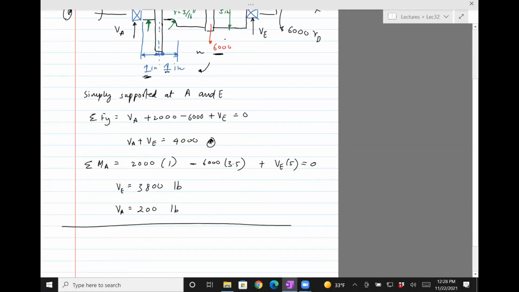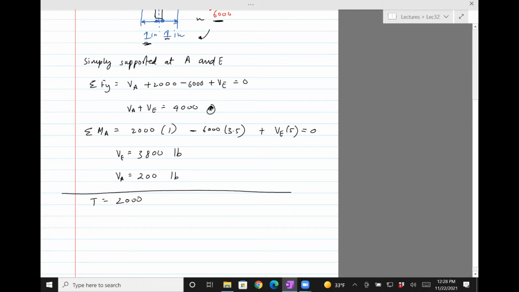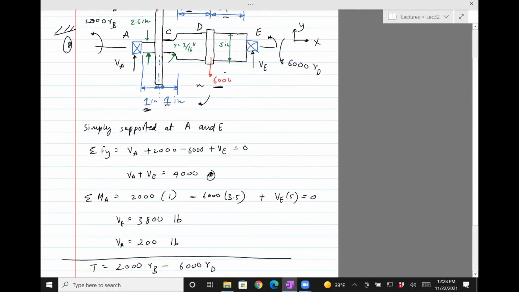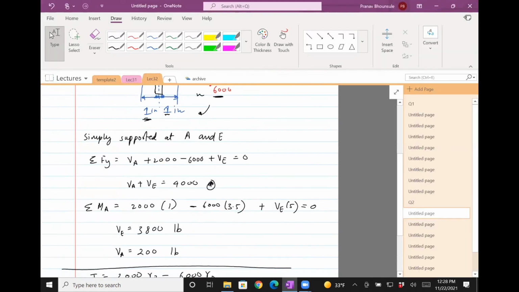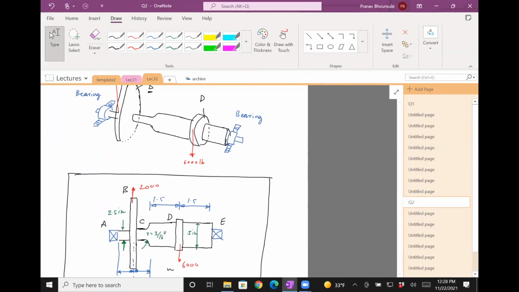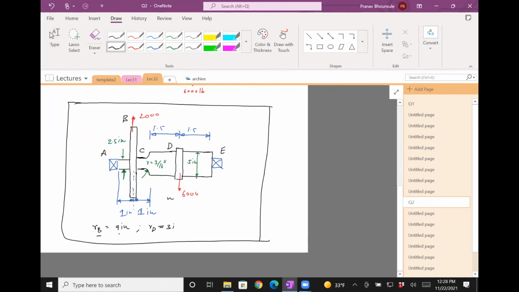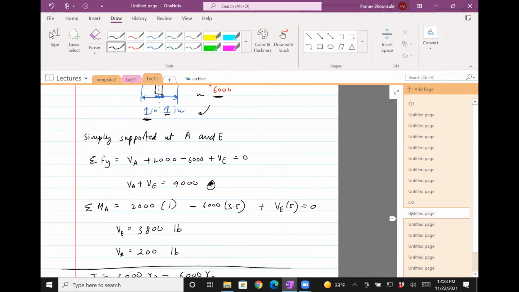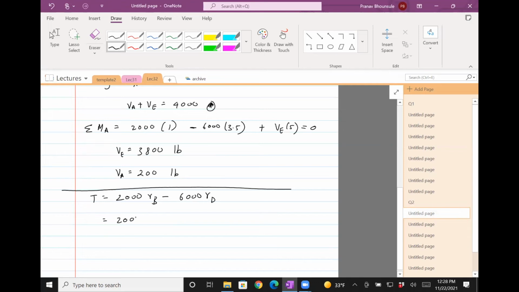So the net torque is 2,000 times RB minus 6,000 times RD. And if you look at the diameters or radii, I think the radii is given. So RB is 9 inches and RD is 3 inches. So if you plug in the values, we have 2,000 into 9 minus 6,000 into 3. So it's 18,000 minus 18,000, which is 0, which is saying that the system is balanced in terms of torque.